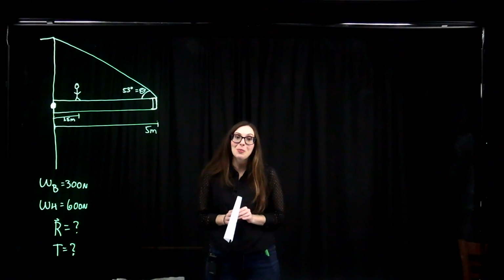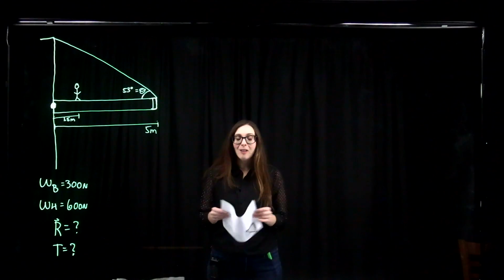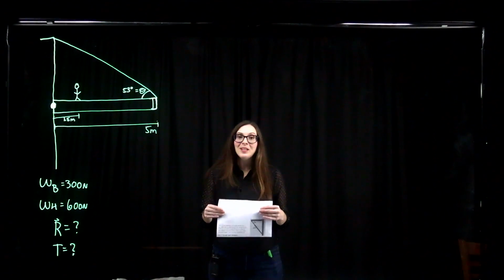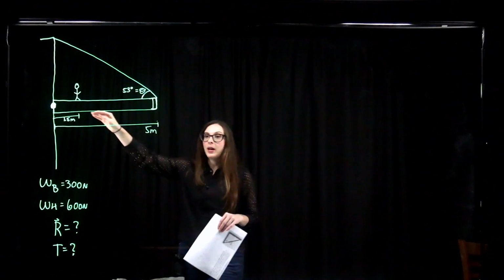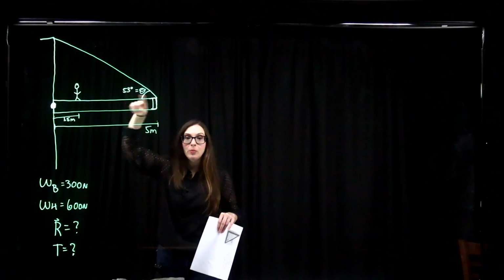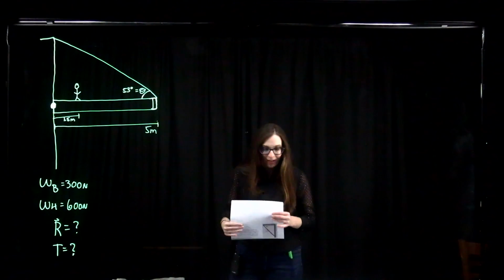Now we're going to solve a problem that involves equilibrium, but we have forces and torques that are not perpendicular to our line that we can draw from the pivot point to where that force is being applied. Okay, so here's a really great example of this.